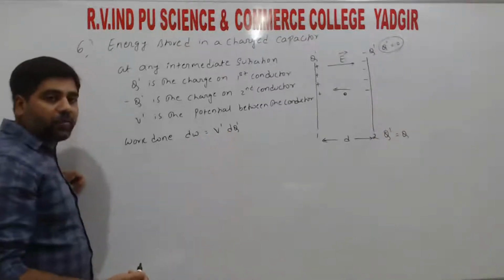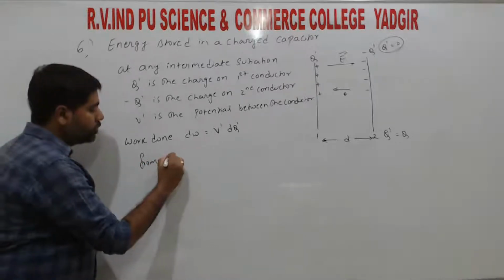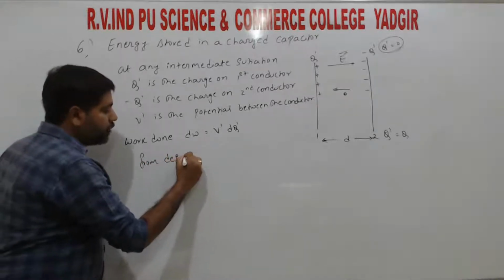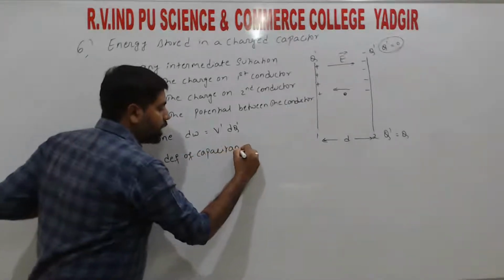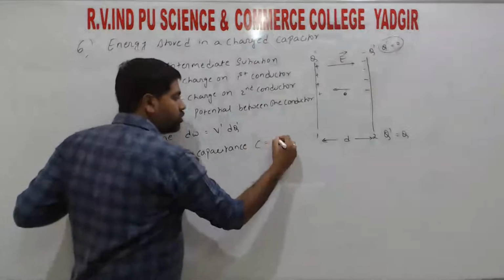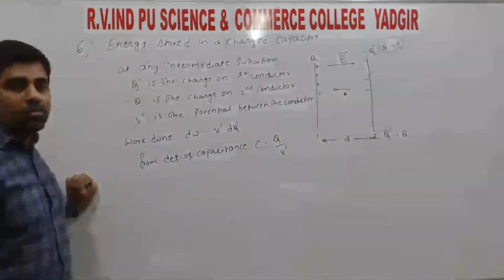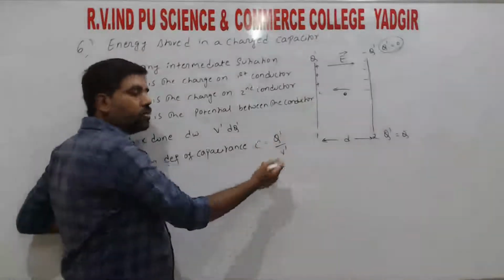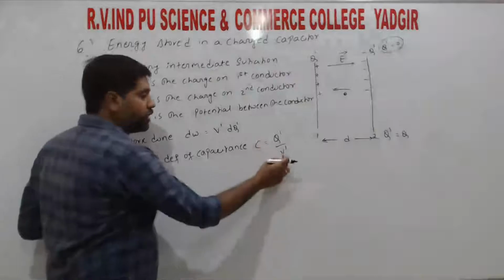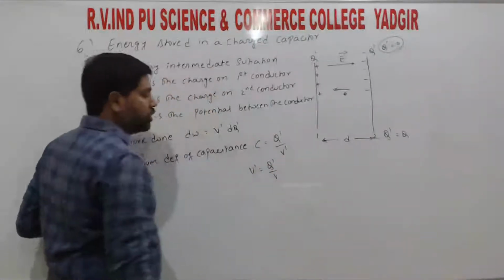From the definition of capacitance, C is equal to Q dash divided by V dash, right? Generally it is Q by V, and in the intermediate situation it is Q dash by V dash. So from this relation, V dash is equal to Q dash divided by C.